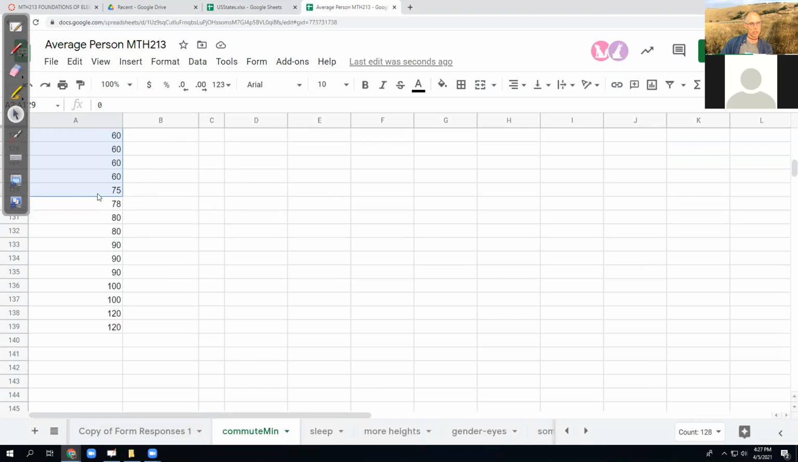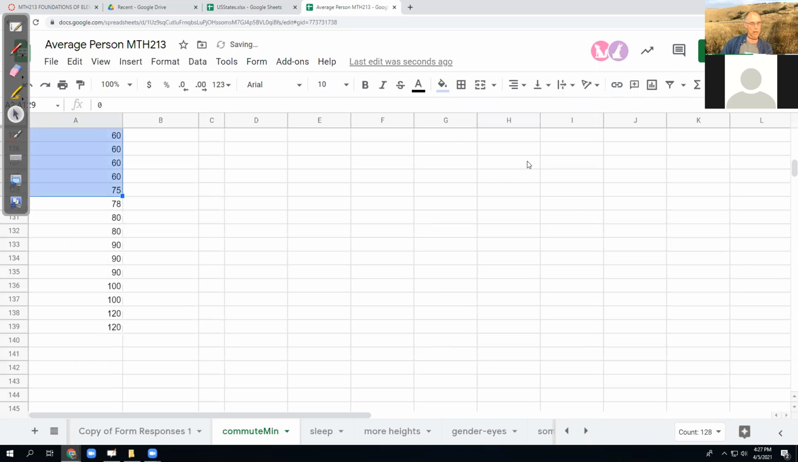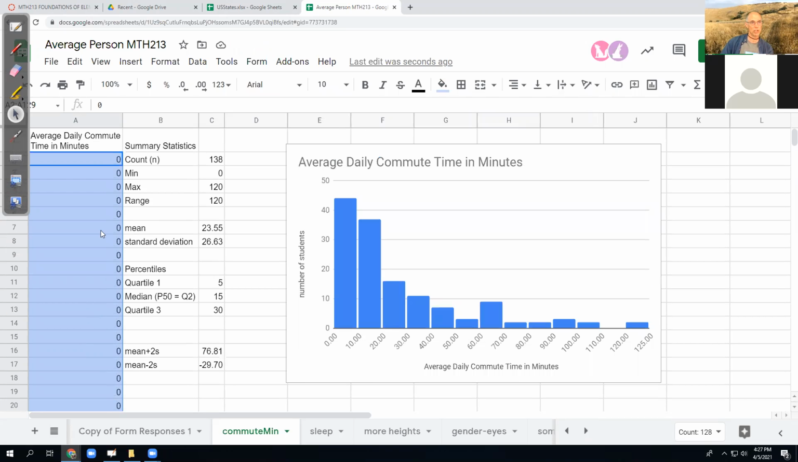So that would be up to this last 75 here. So that's 128 of them. Let's highlight those. This is the usual crowd. And these people, compared to everybody else, their commute time is a little bit long. Maybe because we have so many people that didn't have to commute, 0. Right? They live where they work, or they live right by school.